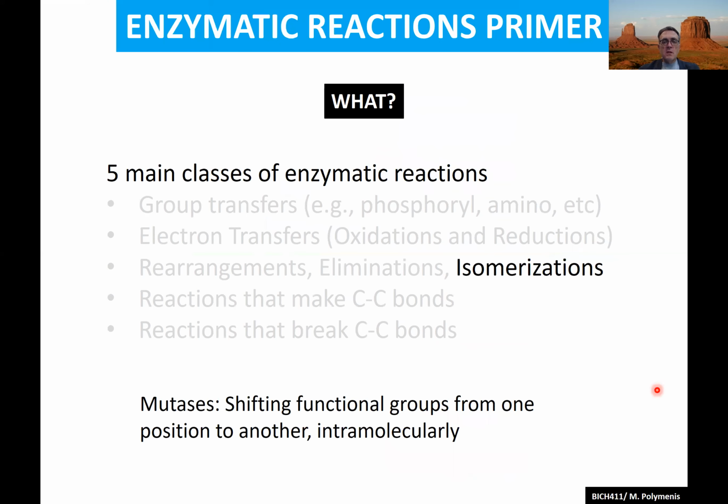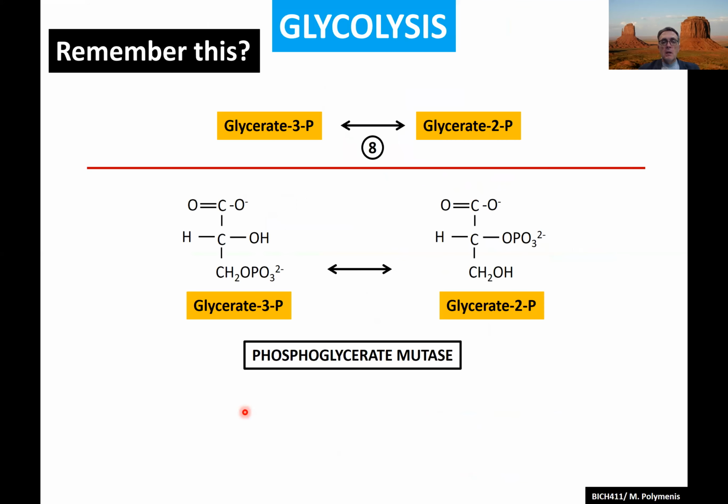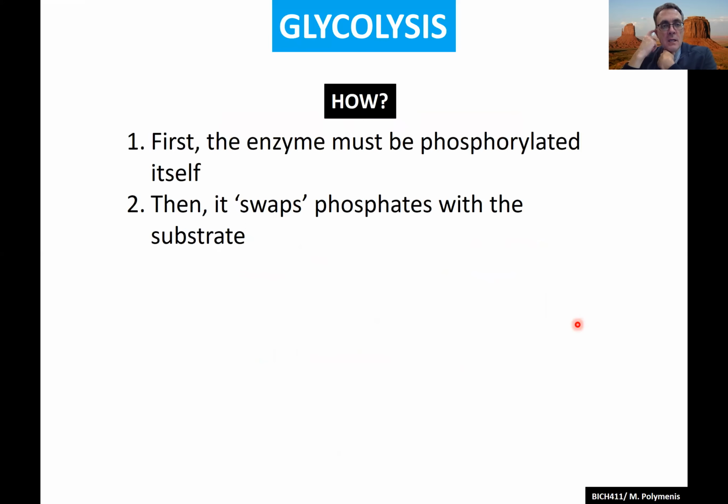And where have we seen them? It's another isomerization. It shifts the functional group from one position to another. This is the definition of mutases. We have seen a similar kind of reaction mechanism, not the same enzyme, for a smaller substrate in the lower part of glycolysis, when we changed glycerol 3-phosphate to glycerol 2-phosphate. And how was it done? Well, actually, the substrate gets phosphorylated again, at the 6th position.